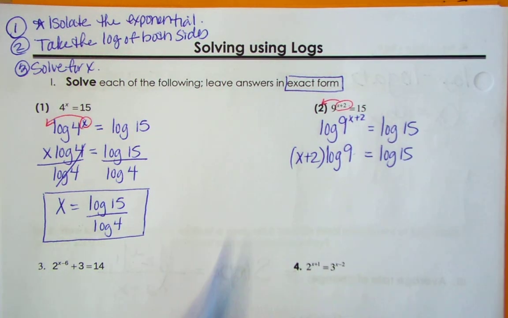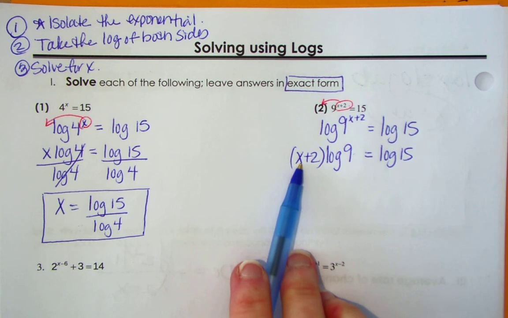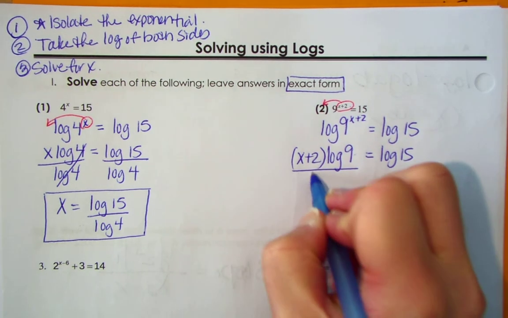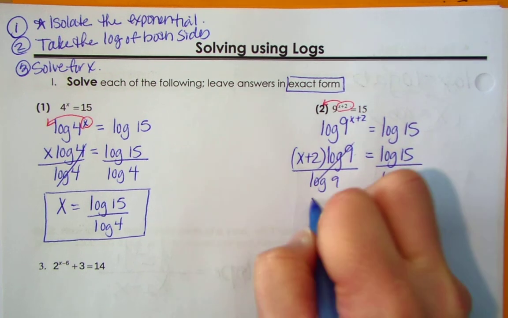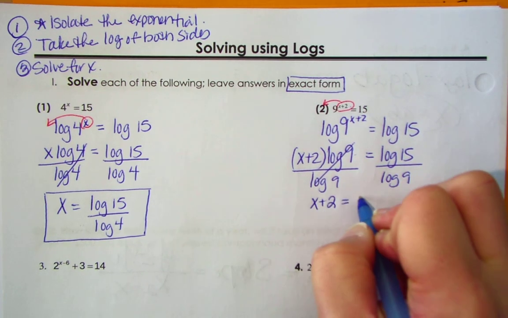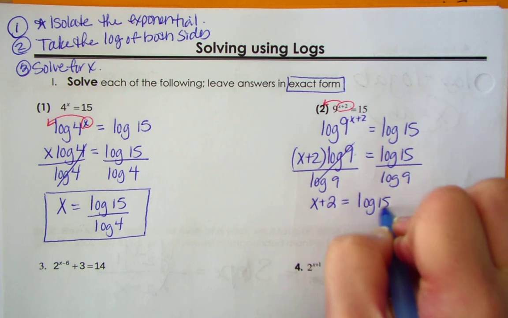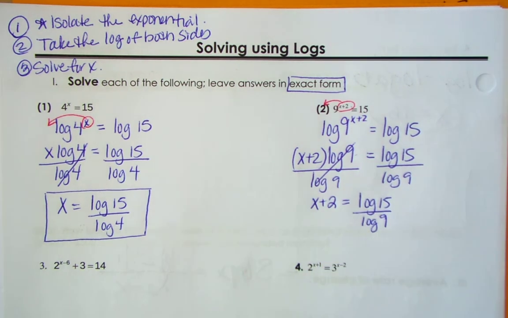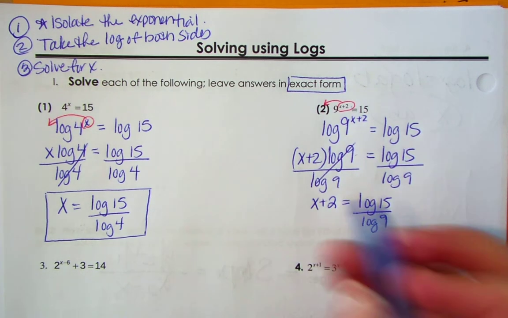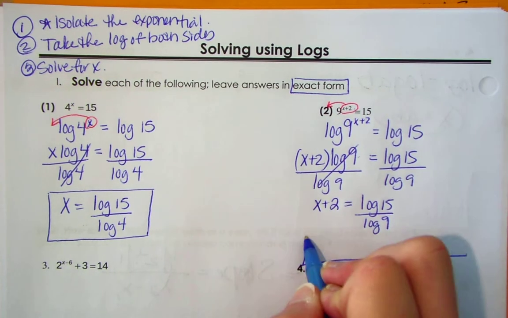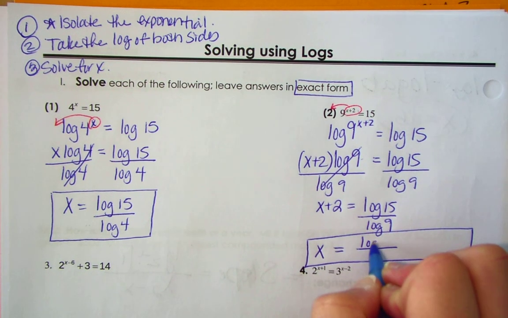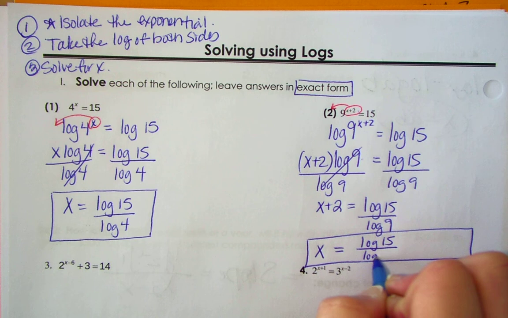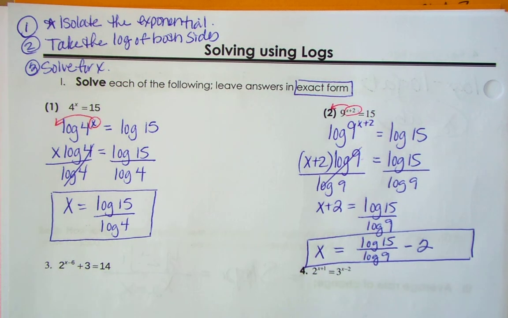All right. So now I need to isolate the x or solve for x, but because it's in parentheses, we're going to divide by the log of 9 first. And we get x plus 2 equals the log of 15 over the log of 9. To finish, to get x by itself, we just subtract 2 from both sides. So our answer is x equals this fraction, log of 15 over log of 9, minus 2.